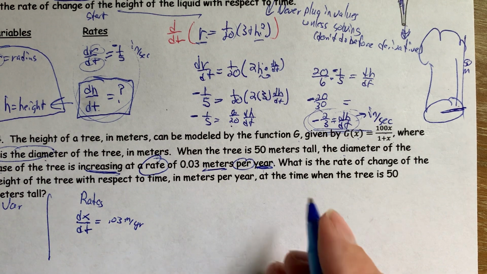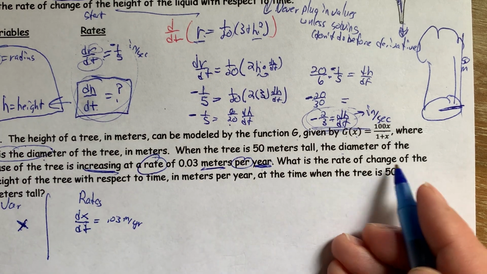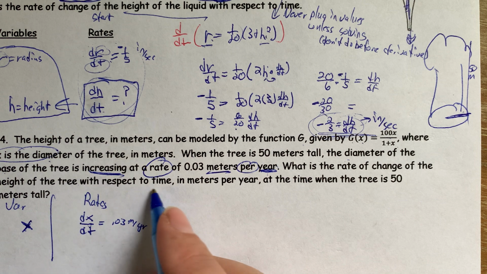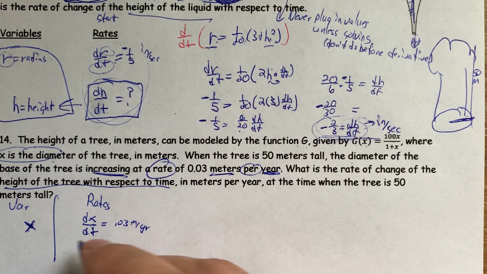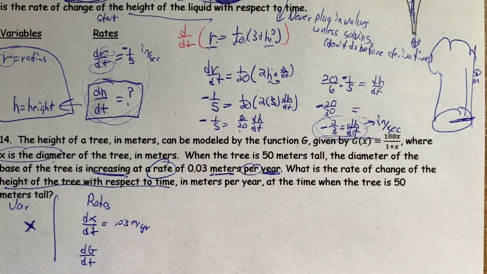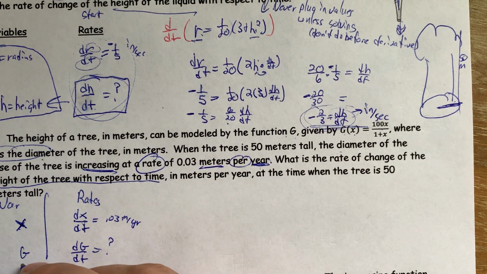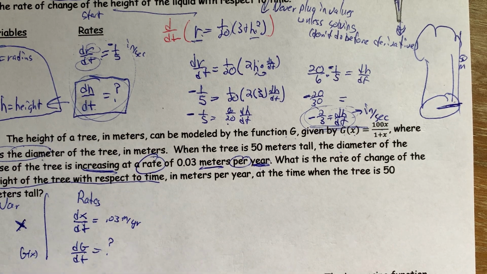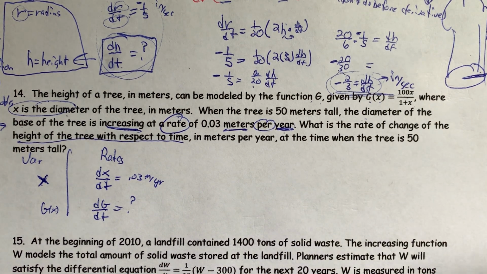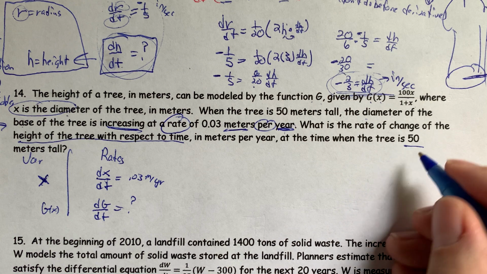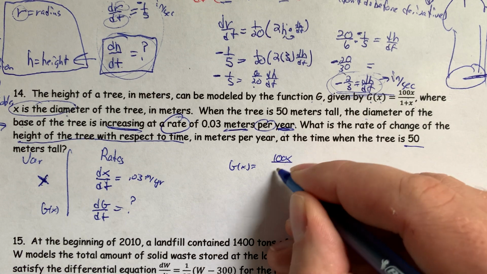Okay. What is the rate of change? So what variable must go with that? Well, x. Okay. What is the rate of change of the height of the tree with respect to time? So the height of the tree with respect to time, and the height was g. So this is dg dt. That's what it's asking for. Equals question mark. And so we need g or g of x, whatever, is what's going to go with that. Okay. And look, we have a formula between g and x. Great. At the time when the tree is 50 meters tall. Okay, great. So we're going to use our function g of x equals 100x over 1 plus x.